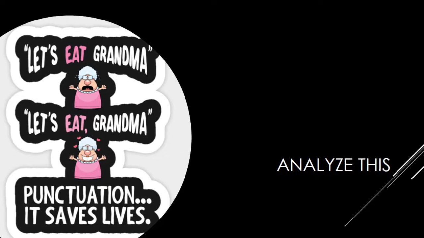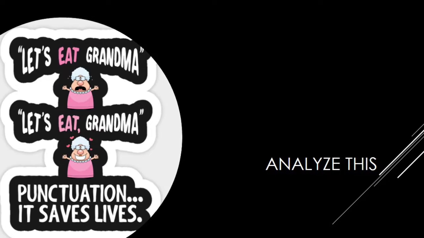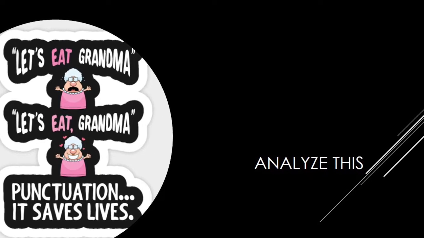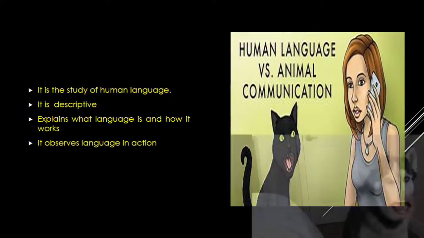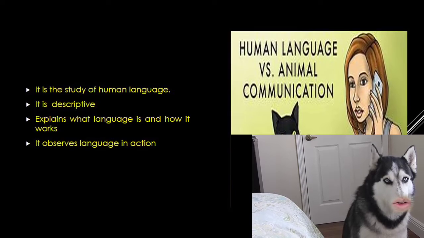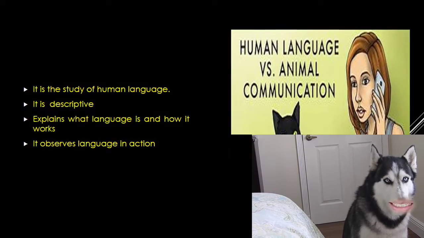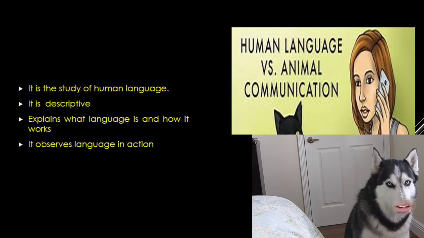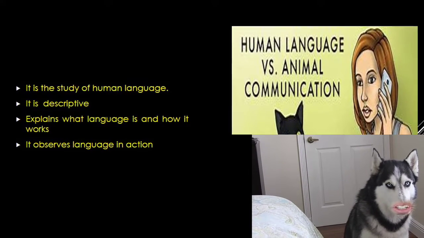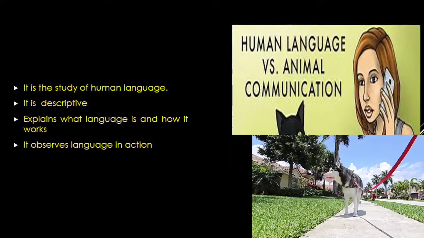Analyze the effects of comma on the following. Linguistics is the study of human language. This means that it will be unusual for someone to talk about linguistics when referring to animal language. What animals do is to communicate.